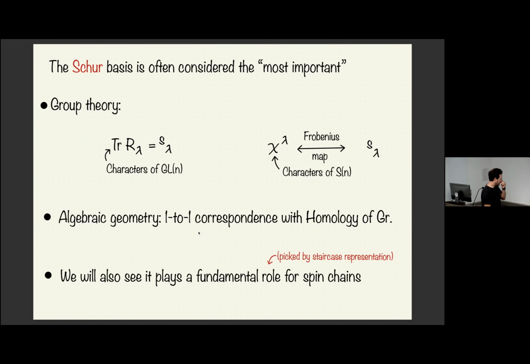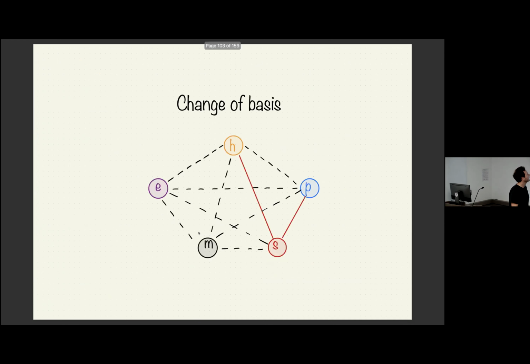We also see that this basis, which is considered so fundamental, is basically the canonical basis in the study of spin chains. The canonical computational basis is a Schur basis. Okay, we'll get to that.